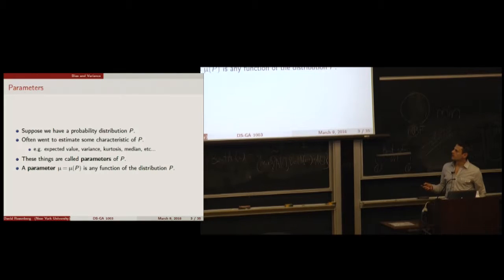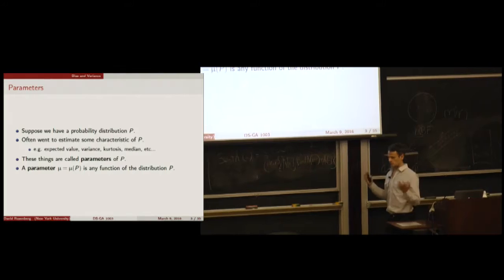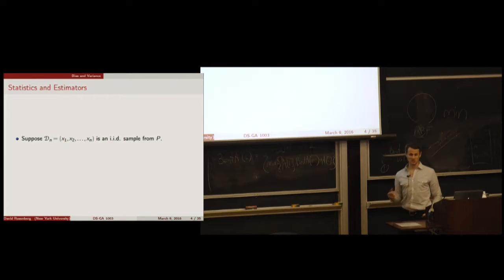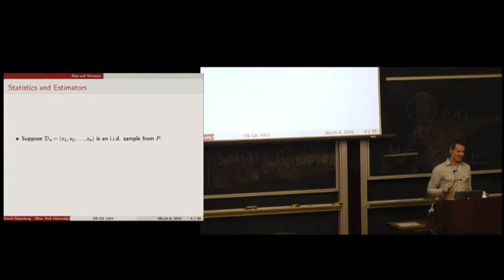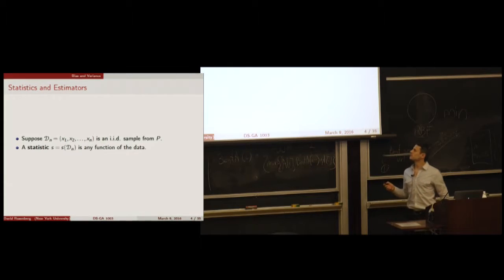We can denote them as mu equals mu of P to show that mu is a function that operates on the distribution itself. And a lot of statistics is about estimating parameters. All right, so what's a statistic? Well, as you expect in statistics, we always have this data set, right? That D, so we have a sample, say IID, from the distribution P. A statistic is just a function of the data. So the statistic S is any function of our data sample.